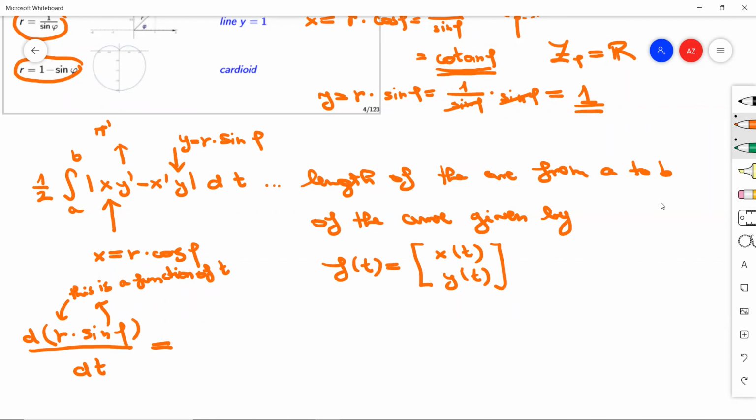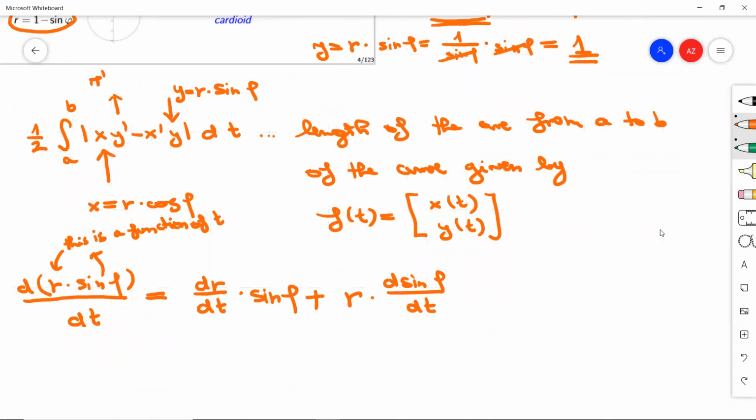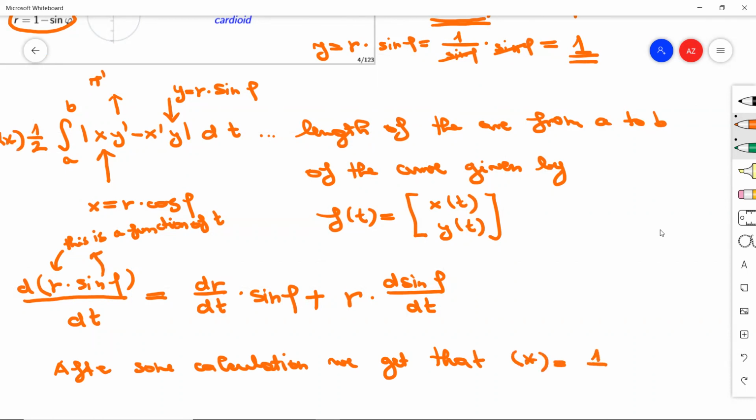So when we take the derivative with respect to t, we have to use the product rule. So we differentiate r with respect to t and multiply by the other function, and then plus we differentiate sine with respect to t and multiply by the first function. And then if you plug this in above, after some calculation, we get that this star is equal to 1/2 of the integral of r squared d phi.